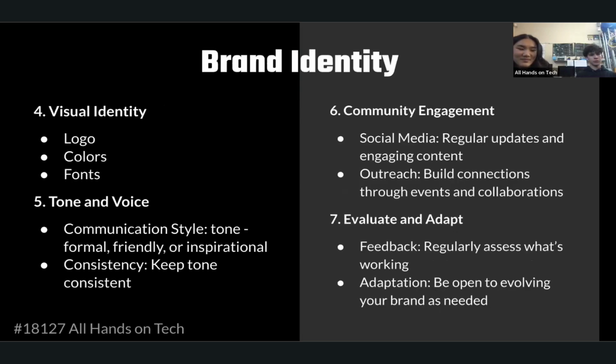Four, visual identity, like logos, colors and fonts. Five, tone and voice, your communication style. You could be formal, friendly, or inspirational. Consistency, keep the tone consistent. Number six, community engagement. Social media, regular updates, and engaging content. Outreach, like building connections through events and collaborations. Seven, evaluate and adapt. Feedback, like regularly assess what's working. Adaptation, and be open to evolving your brand as needed.